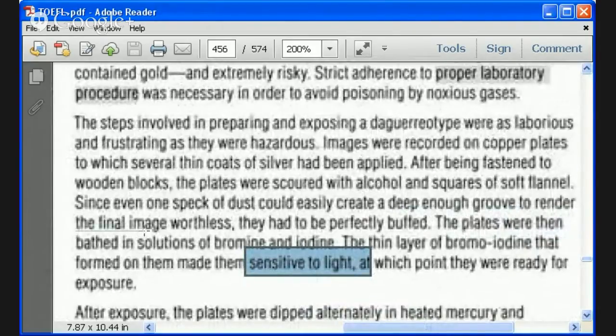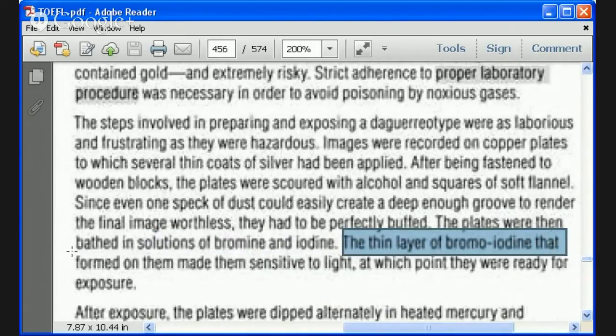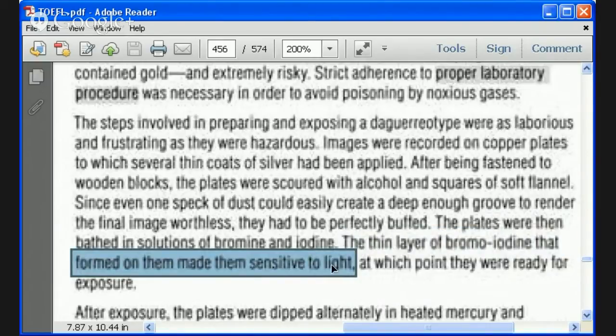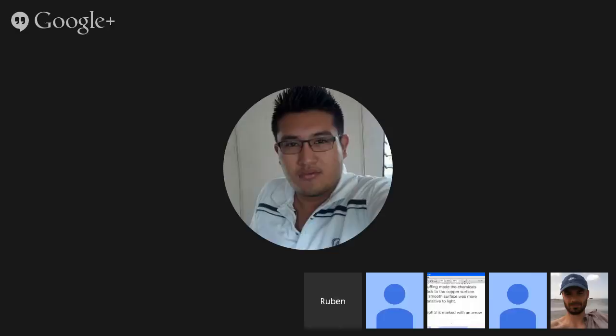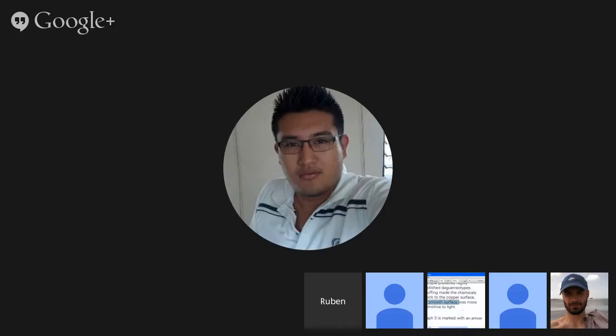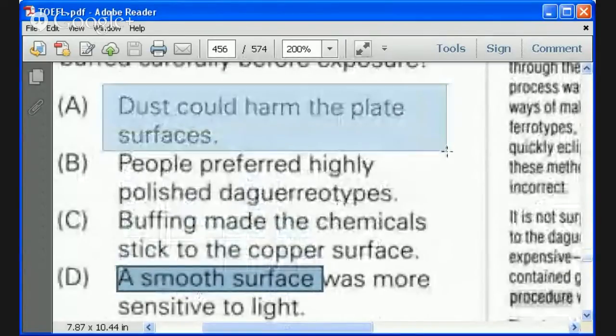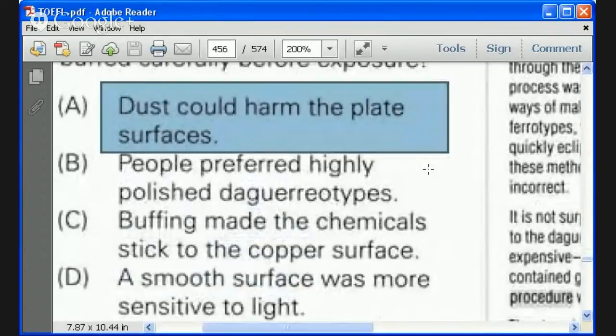The plates were then bathed in solutions of chemicals. I don't care. The thin layer of chemicals, bromoiodine, that formed on them made them sensitive to light. So the addition of chemicals made them sensitive to light. So a smooth surface doesn't make them sensitive to light, the addition of chemicals does. Even though I had to waste a little time, I would actually go back with Roberto, and I'd have to pick A.